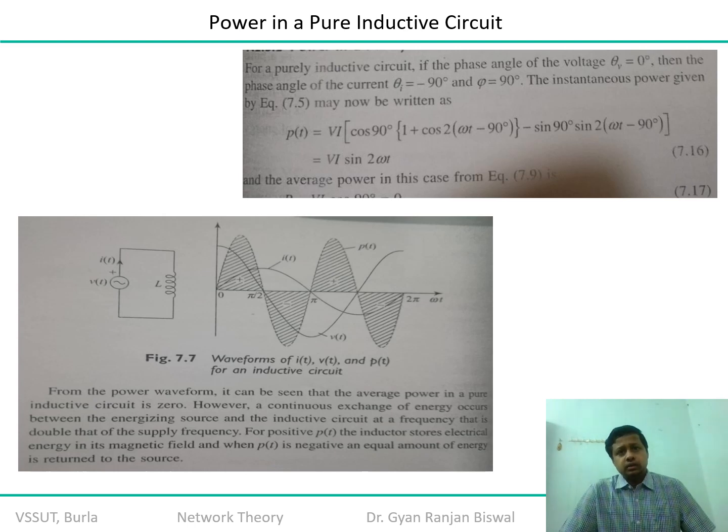So the current response, the instantaneous characteristic of the current, is lagging by 90 degrees as compared to the voltage characteristic. That is the indication of a pure inductive circuit.